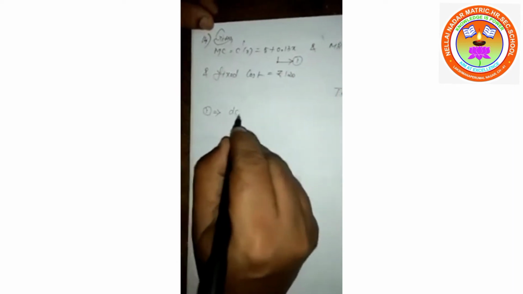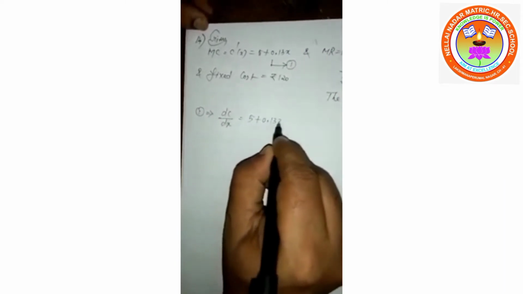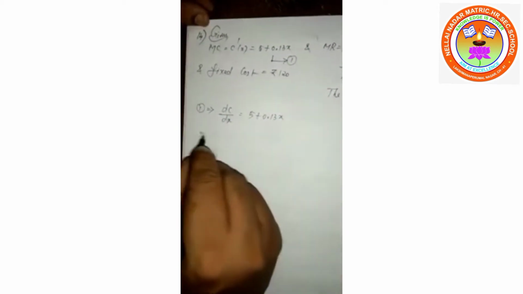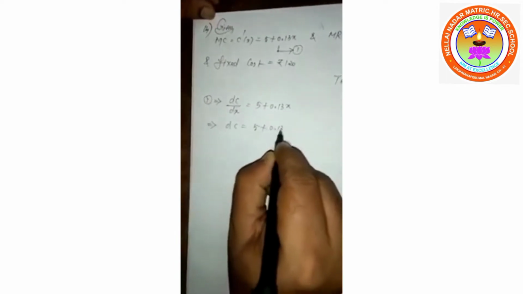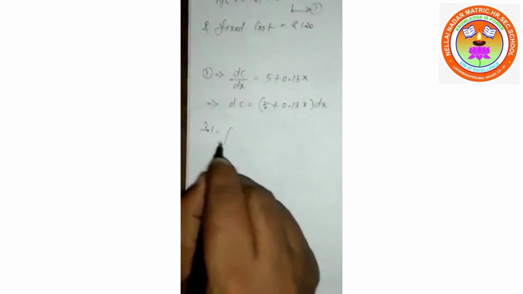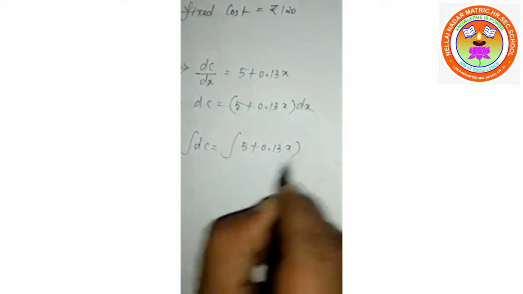Now equation 1 implies C dash of x can be replaced by dc by dx. Marginal cost and dc by dx are same. That is equal to 5 plus 0.13x, which implies dc equals, just cross multiply, 5 plus 0.13x into dx. Now variables are separated. Now we have to integrate on both sides. Integral dc, integral 5 plus 0.13x dx.